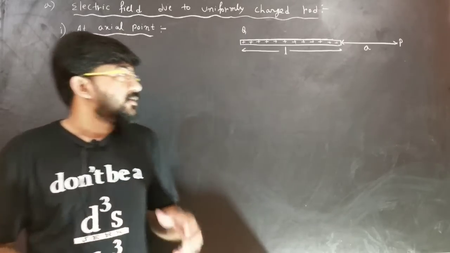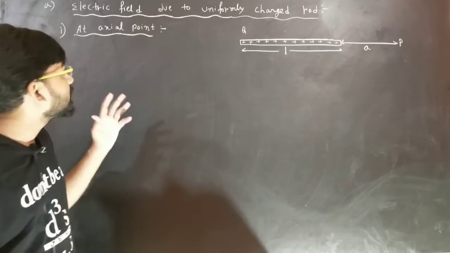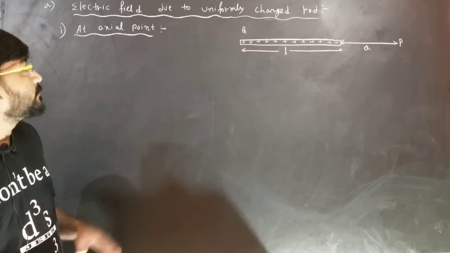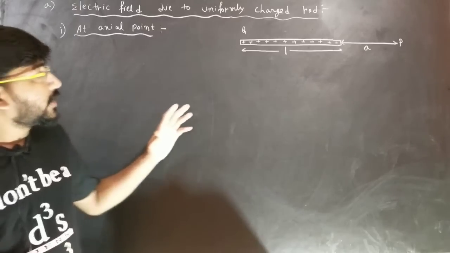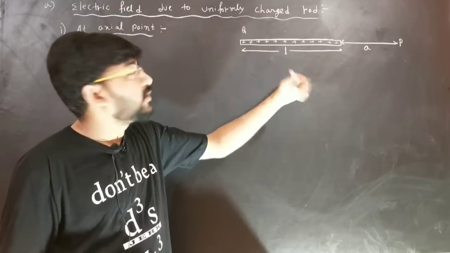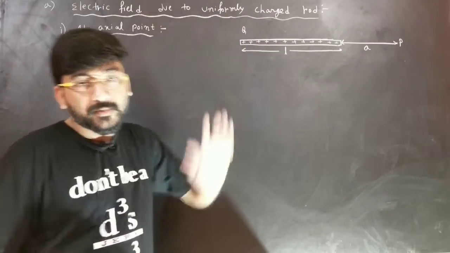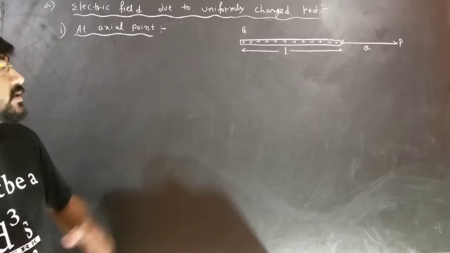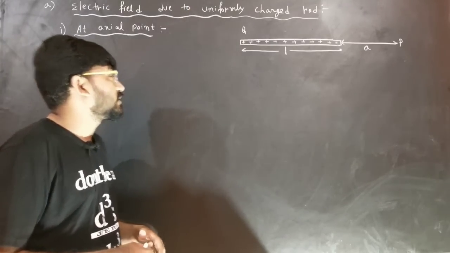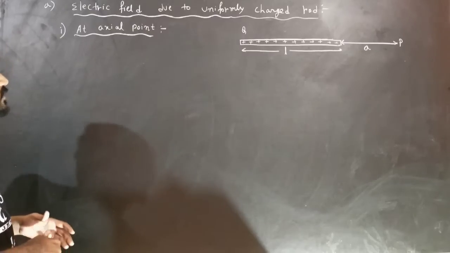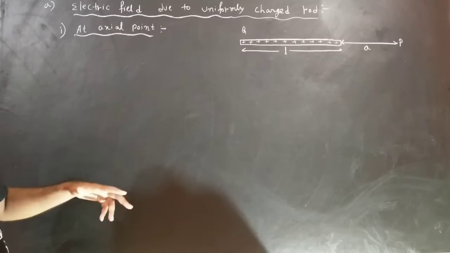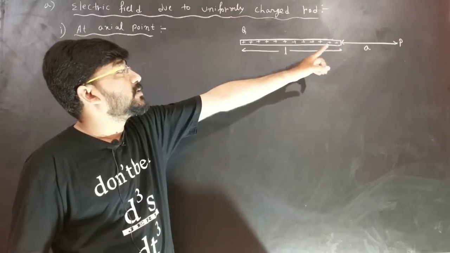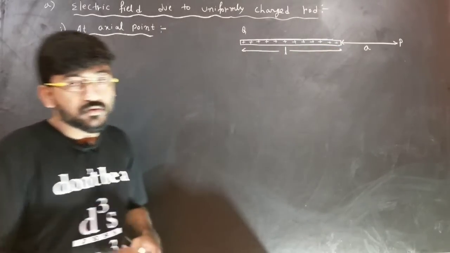In the first case I have taken the electric field due to a uniformly charged rod. First we will discuss the axial point. Then I will discuss the point along the perpendicular bisector, or at a perpendicular distance, later on. But first I would like to discuss an axial point. So what will be the electric field due to this charged rod at the point P, which is at a distance a from one end of the rod?